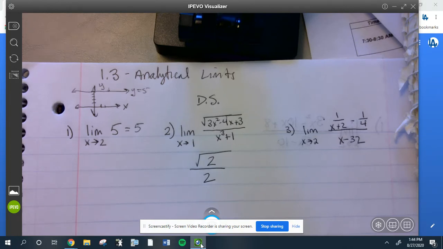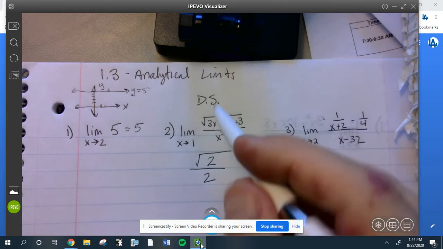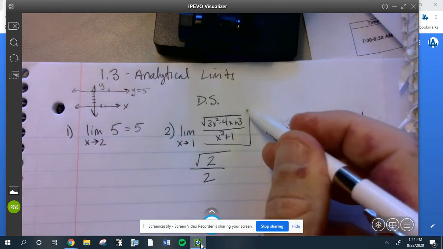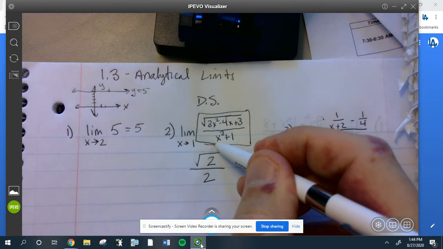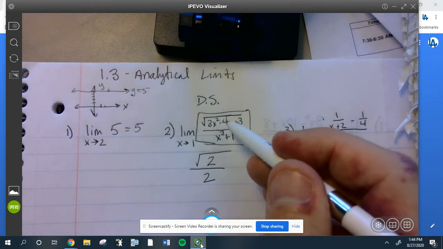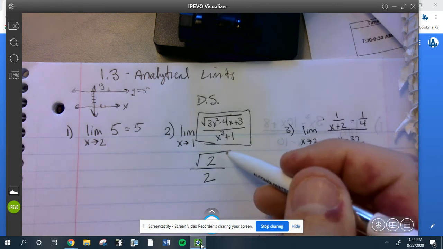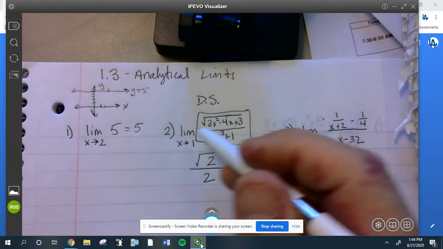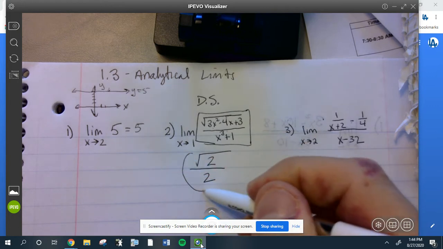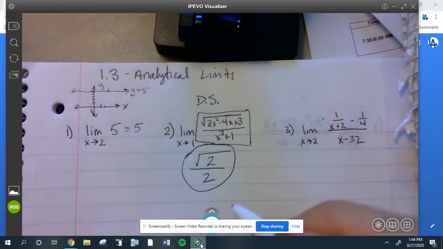And this is the beauty about analytical limits. If I were to ask you to do this numerically or graphically, there would be no way you would get root 2 over 2 because it's an irrational number. You would never come up on that exact answer. Here we did. This exact limit is root 2 over 2. That's a great answer.